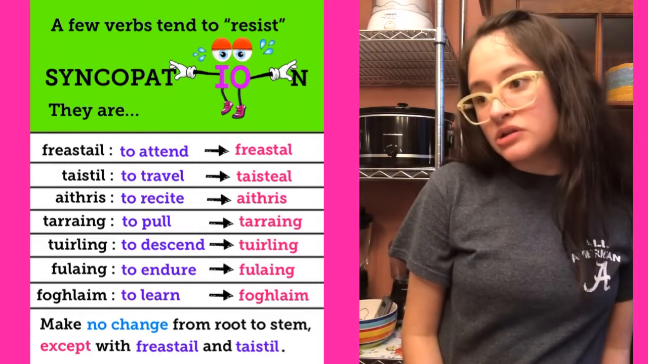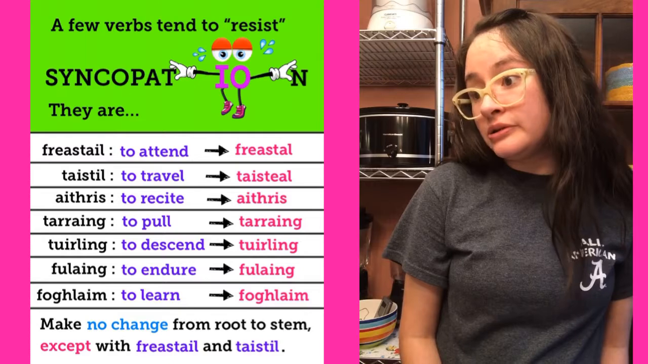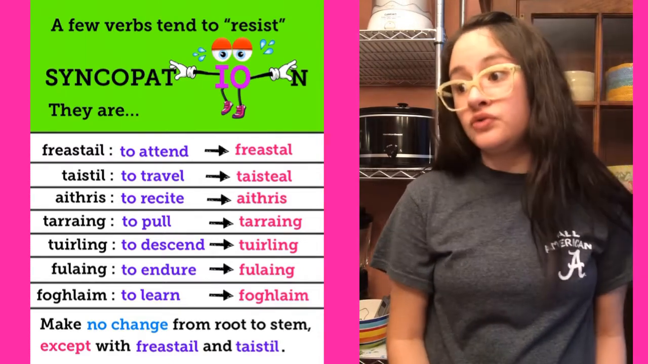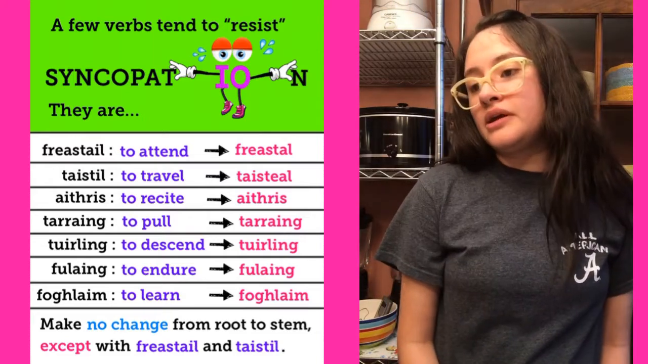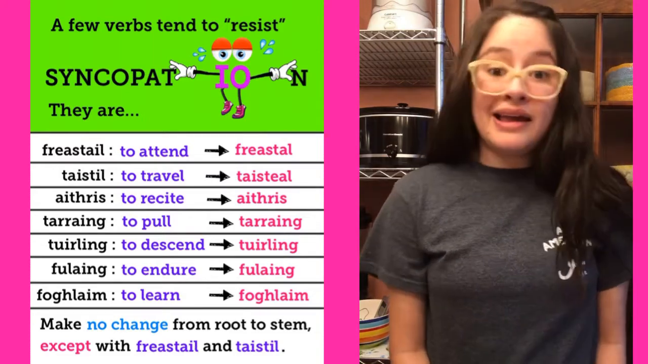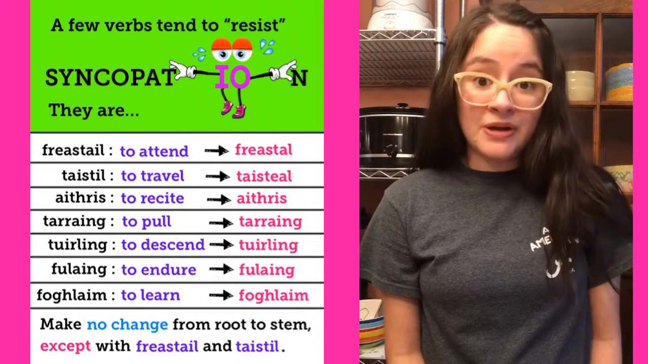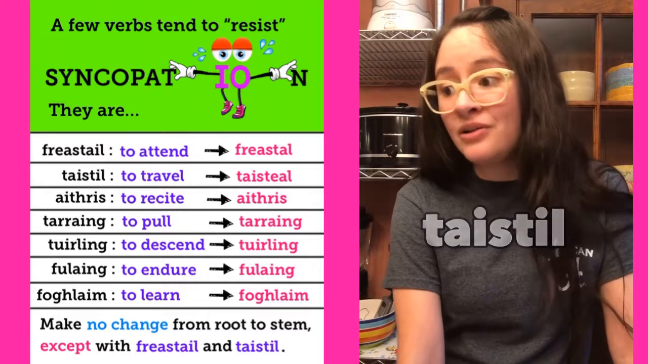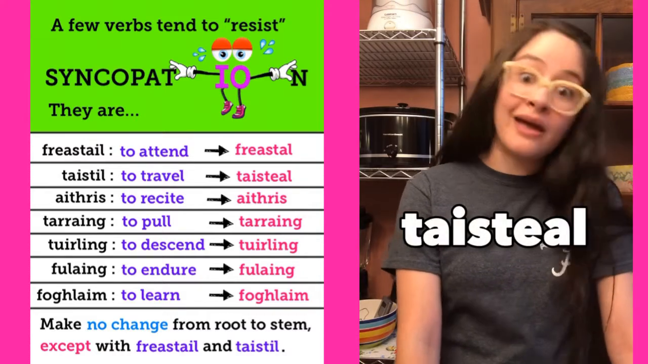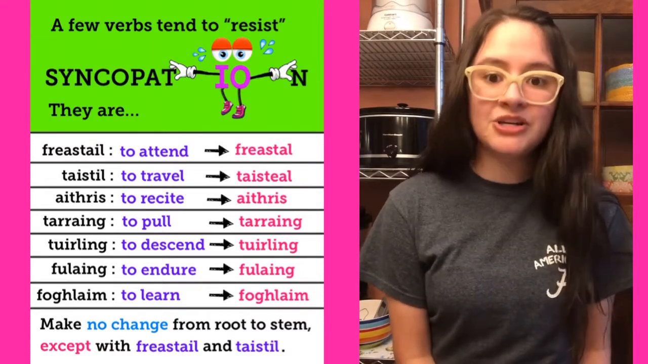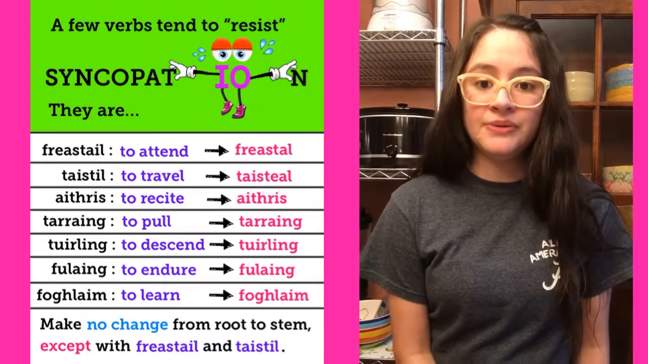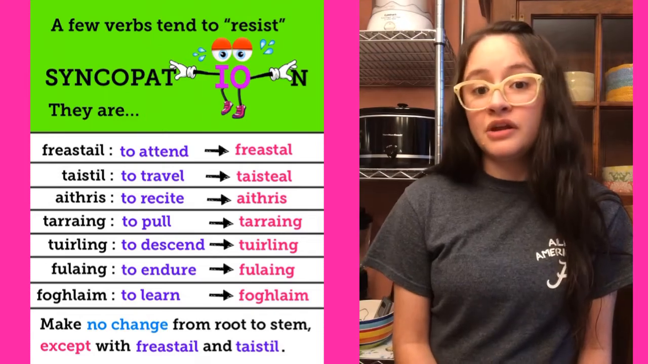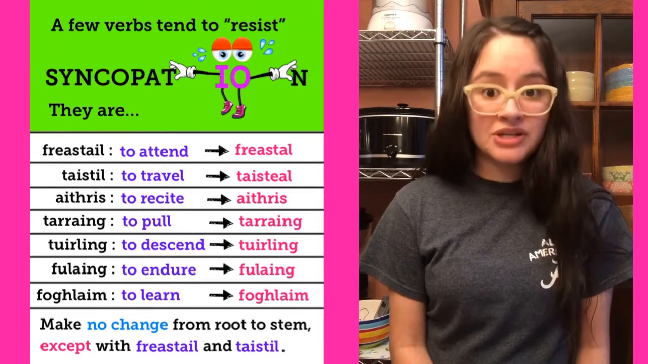With freastail, it does change just a little bit, only the I is dropped, and it goes from freastail to freastal. Taistil, to travel, it does change, but it resists syncopation so it gets longer, and it changes from t-a-i-s-t-i-l to t-a-i-s-t-e-a-l. Even though these verbs resist syncopation, they're still second conjugation verbs, and they will take those same endings that we talked about a few minutes ago. They just won't syncopate to form the stem.